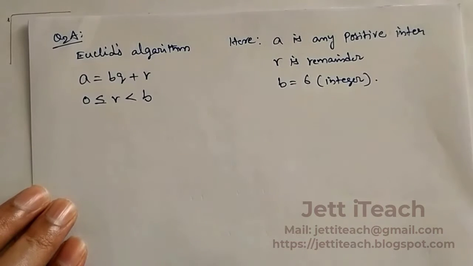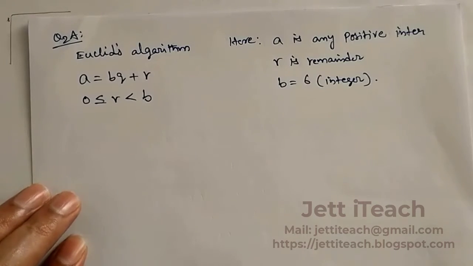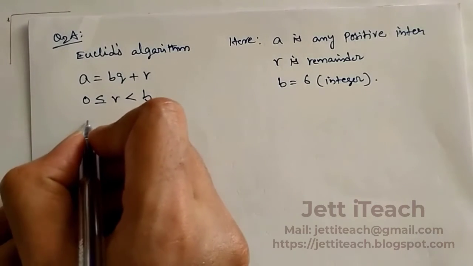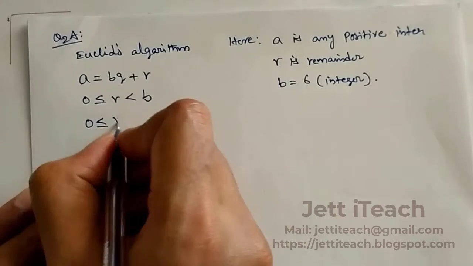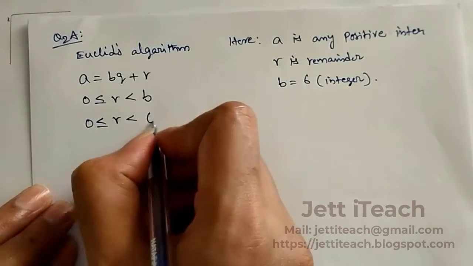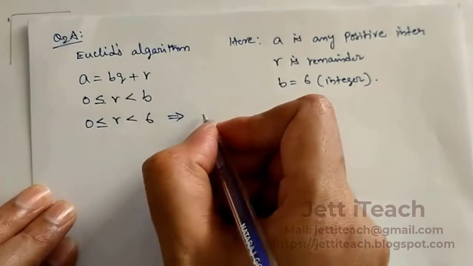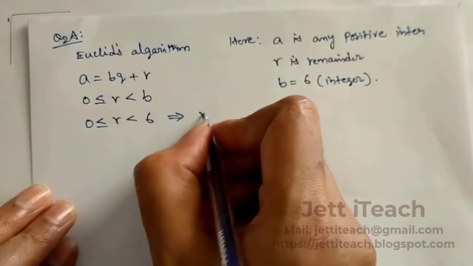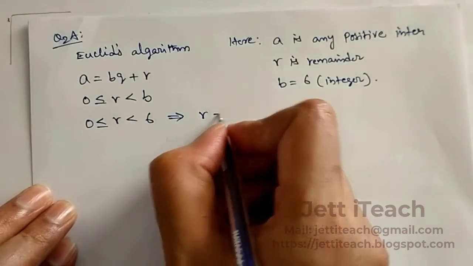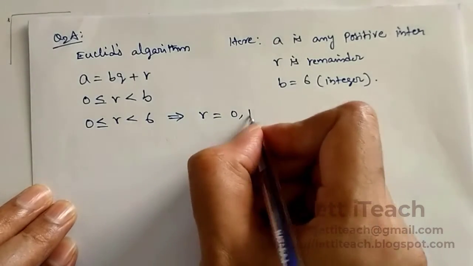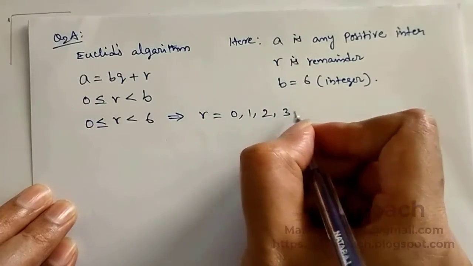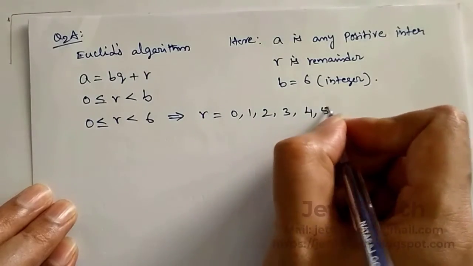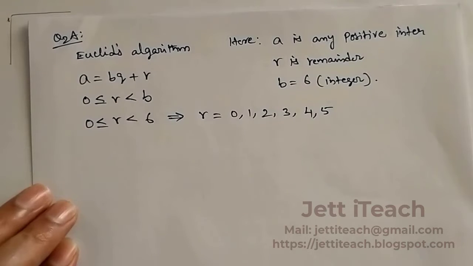First of all, why do you need to take b as 6? If you look at the question, you will come to know. 0 less than or equal to r less than 6. So from this, what's the value of r? 0, 1, 2, 3, 4, 5. These are the values of r.